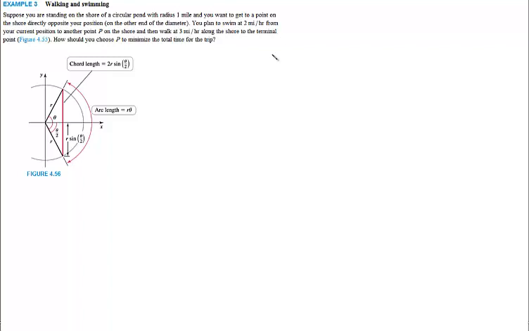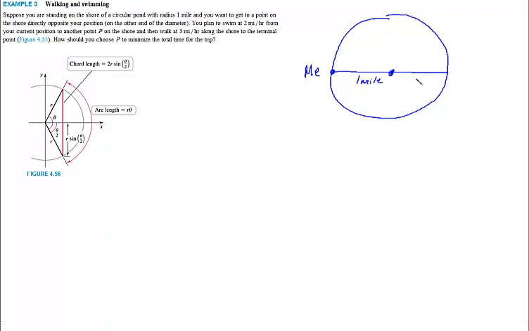This is a bit of a messy problem, trying to figure out what in the world they want you to do. So far I've got this pond and I'm standing here, so this is me, and all the way across, well, the radius is 1 mile, so we'll just write it like this, from here to here, 1 mile, 1 mile. I'm supposed to swim from here to some point P. Let's call it P here.